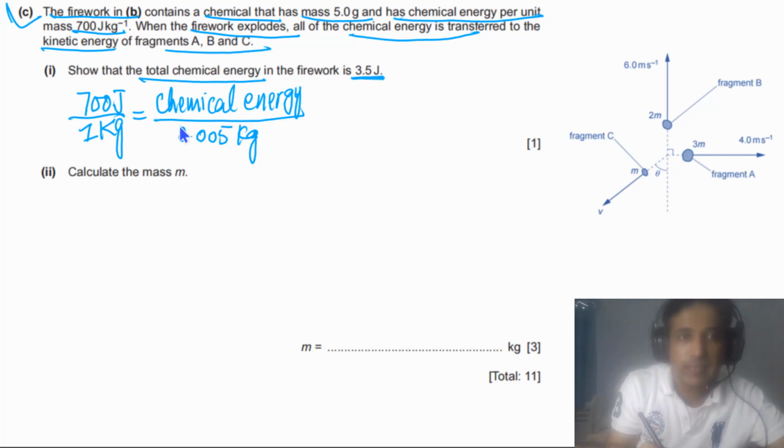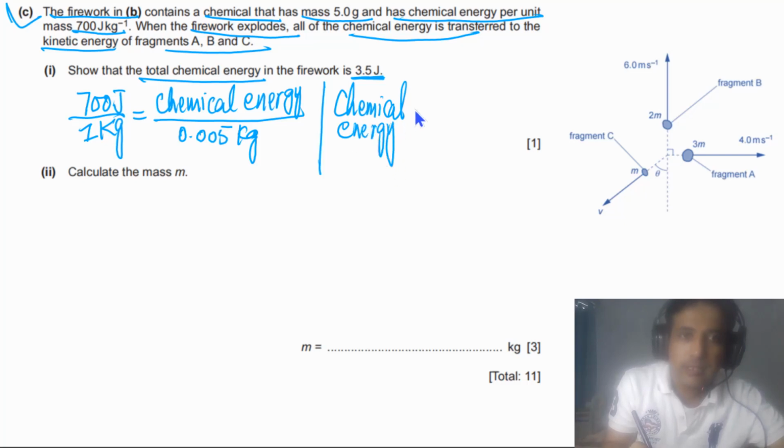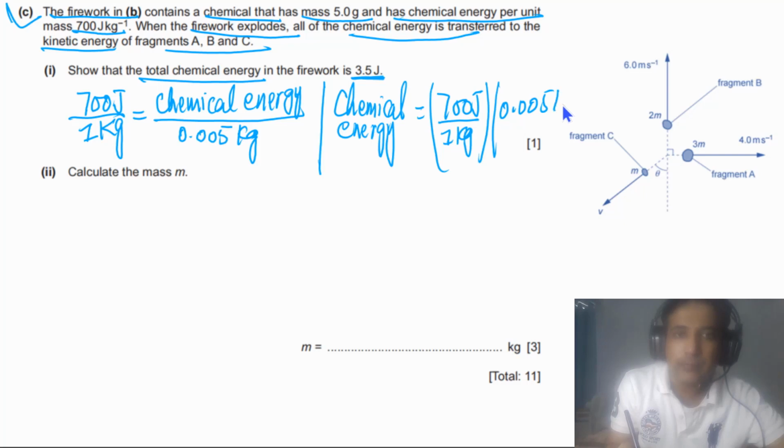So it simply means that the ratio between these two is the same. So from here we can calculate chemical energy. The chemical energy from here simply will be equal to 700 divided by 1 kg. Here we have 700 joules, and this has to be multiplied by 0.005 kgs. So kg cancel, and our final answer will be equal to 0.5 joules.